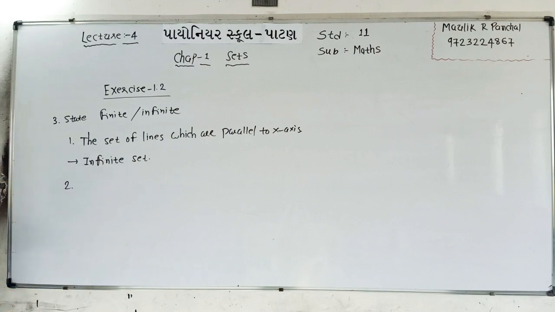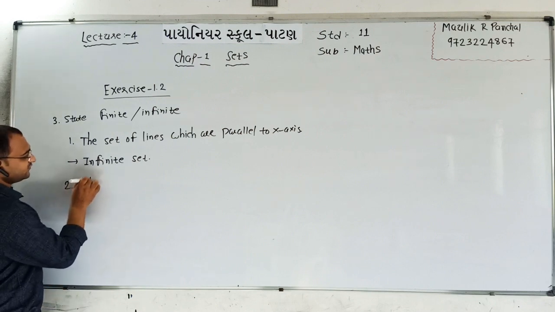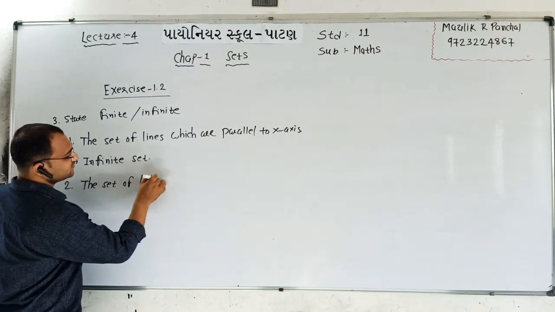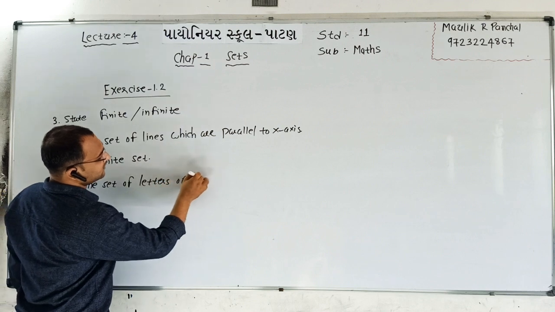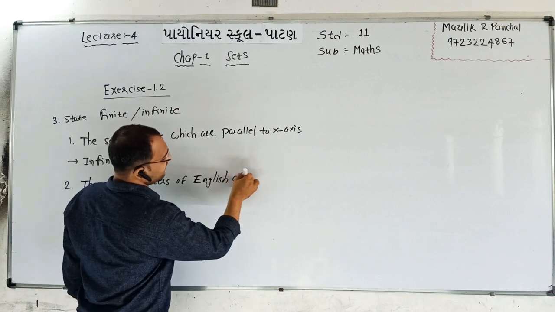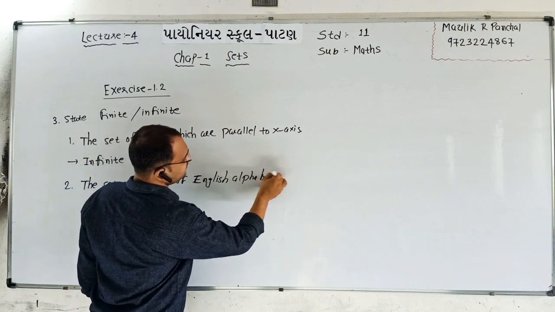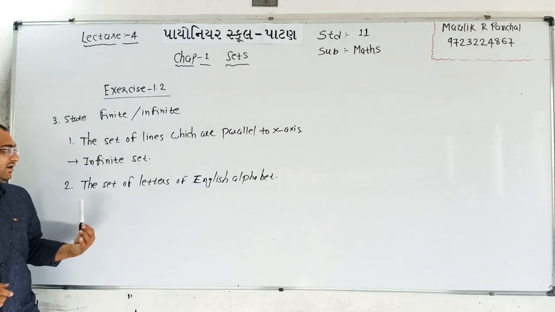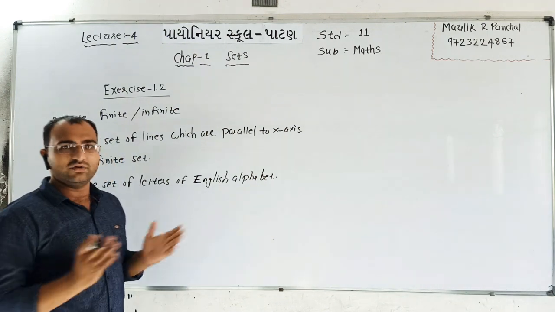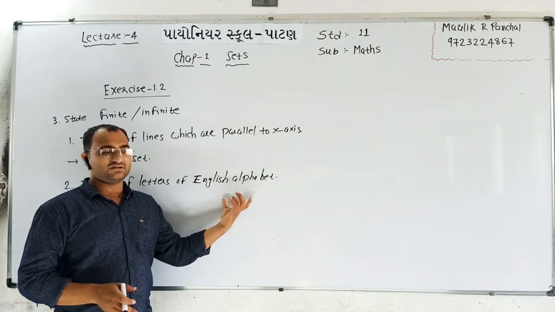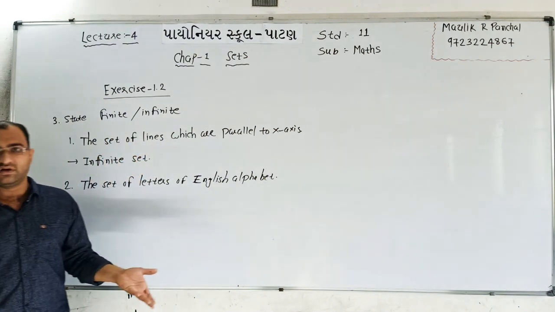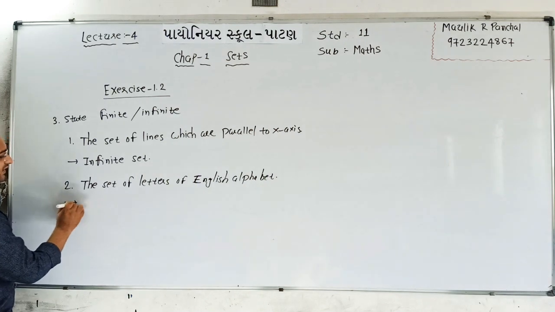Second question, the set of letters of the English alphabet. It is the collection of letters of the English alphabet. We know that the number of letters in the English alphabet is 26. That means this set has a definite number of members, so it is called a finite set.